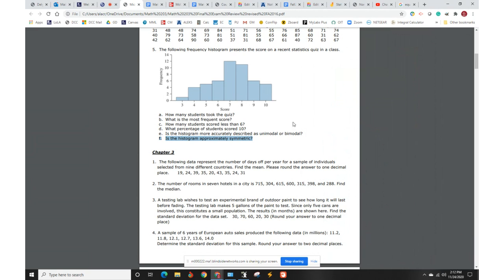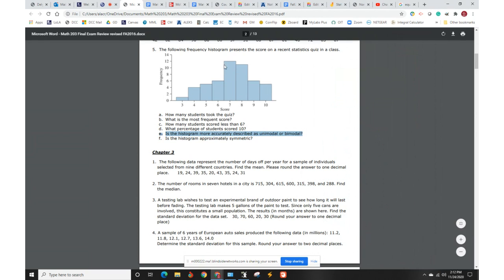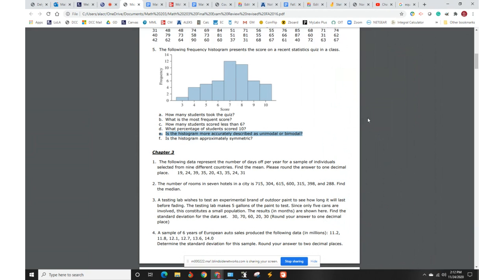They mentioned unimodal and bimodal. Well, there's only one big hump in it, so it's unimodal. If you had like a saddle in there with 2 humps, then it would be bimodal, but this is unimodal. And you can say that this is approximately symmetric. It starts out low, gets high, gets to one hump, and comes back down.